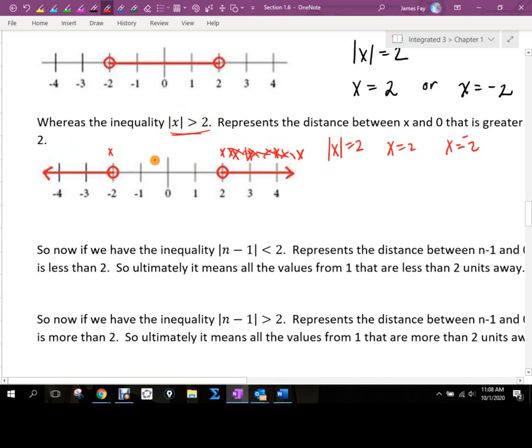Because distance from 0 can be expressed over here as well. That is, if I'm standing at negative 4, I got to walk 4 units to get to 0, right? Well, that's more than 2 units. So I have to have these solutions over here on the left-hand side as well. Okay? That is the logic behind the procedures that we're going to go through here in a moment.